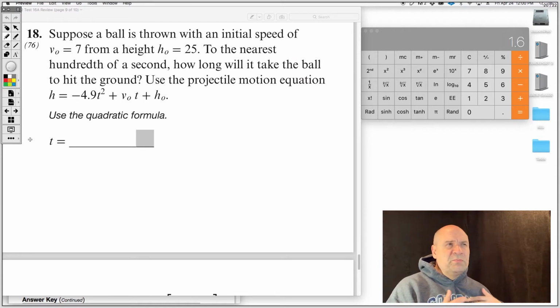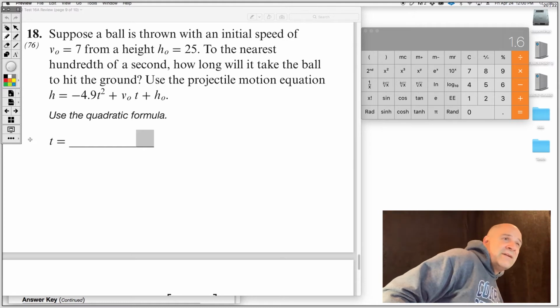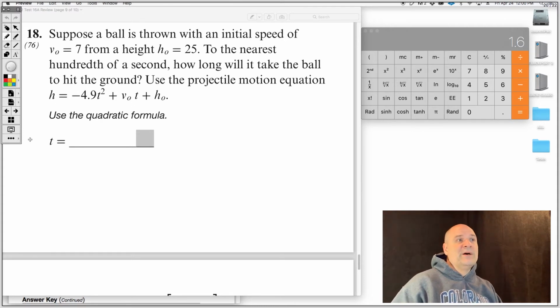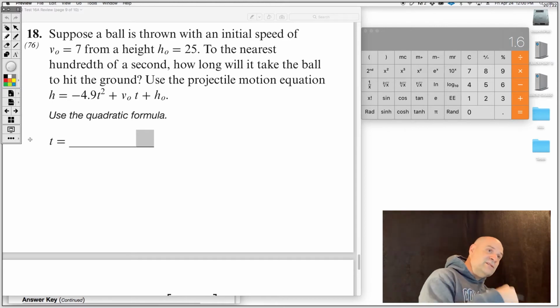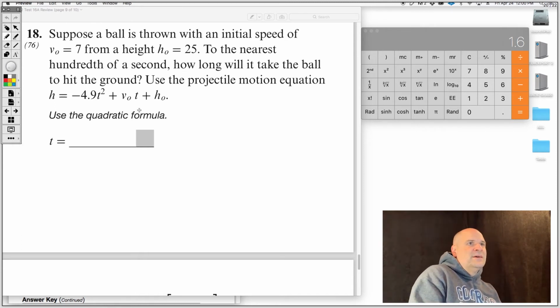All right, suppose a ball is thrown with an initial velocity of 7 from a height of 25. To the nearest hundredth of a second, how long will it take the ball to hit the ground? Use the projectile motion equation, which is just a quadratic equation: h equals -4.9t squared plus initial velocity times t plus the initial height of 25. So all we're doing is plugging these in, replacing the initial velocity with 7 and the initial height with 25.